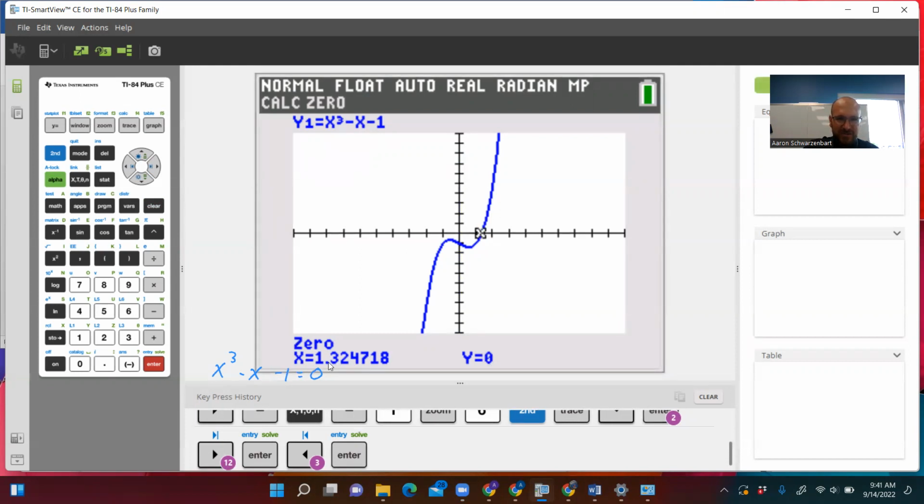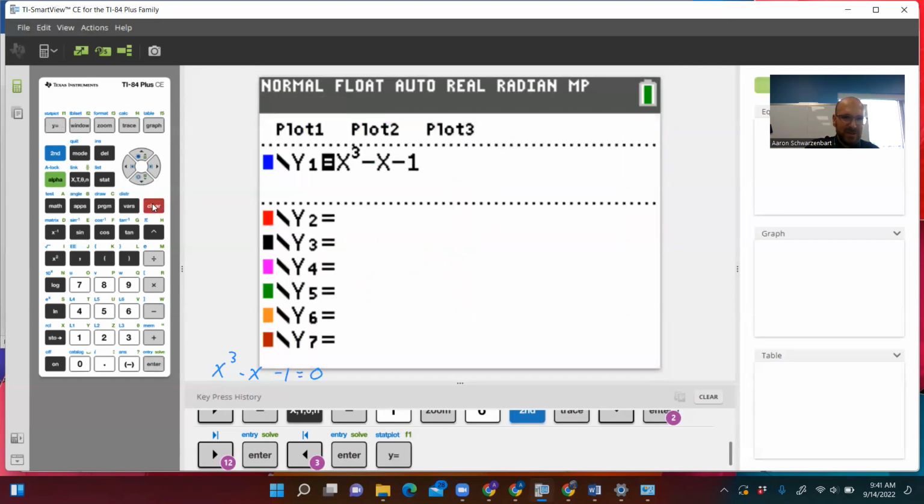And my x value is 1.324718. I'd probably round that to 1.325 for my answer. And that's my solution. X is equal to 1.325. That's my only solution. Okay. I'm going to clear this. I'm going to go back to y equals. We're going to clear this. And we're going to do another one.